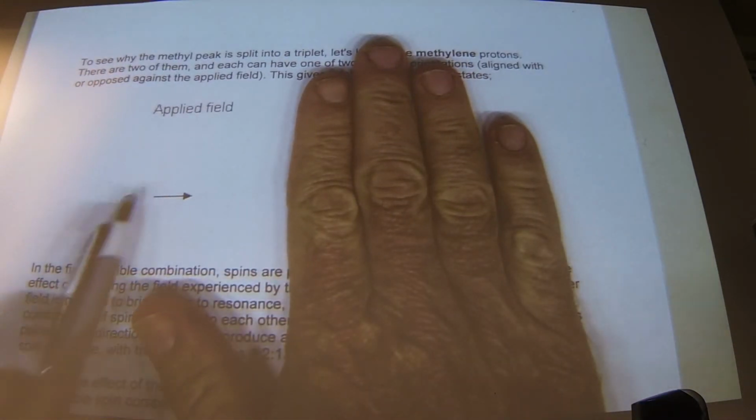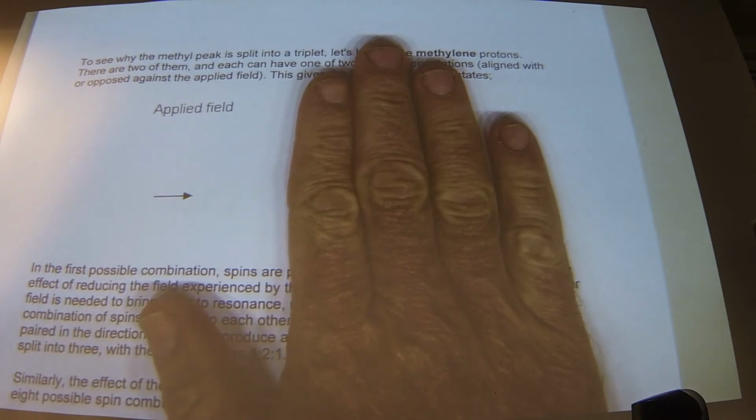Let's see if I can find the best picture here. I think this is the best one. Before we look at the quartet, let's look at the triplet. The triplet's a little easier, right? We have fewer. The same thing that I said for the quartet applies to the triplet too. So what we're going to do is think about the applied field, and the applied field is in this direction.